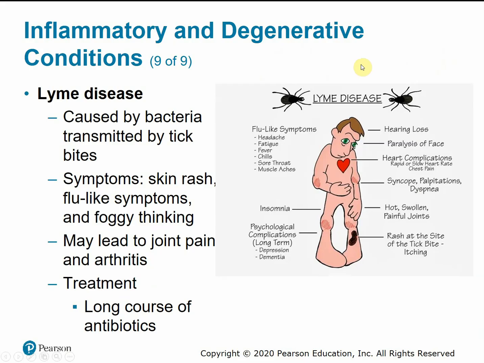Lyme disease is actually caused by a bacteria that's transmitted through tick bites. So one of the symptoms of Lyme disease is joint pain and arthritis, so hot, swollen, painful joints. The treatment for Lyme disease includes a long course of antibiotics.